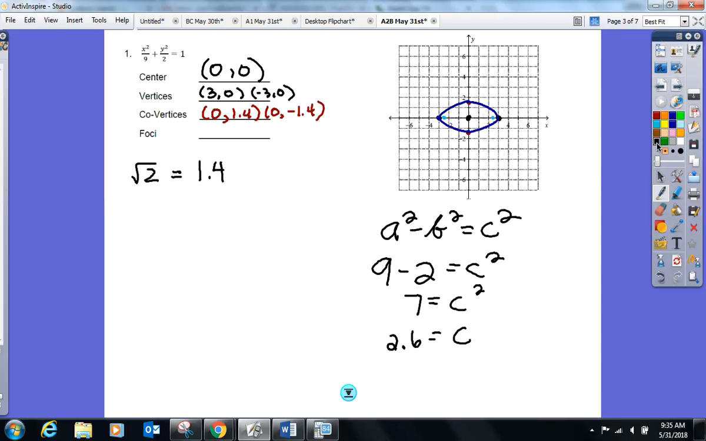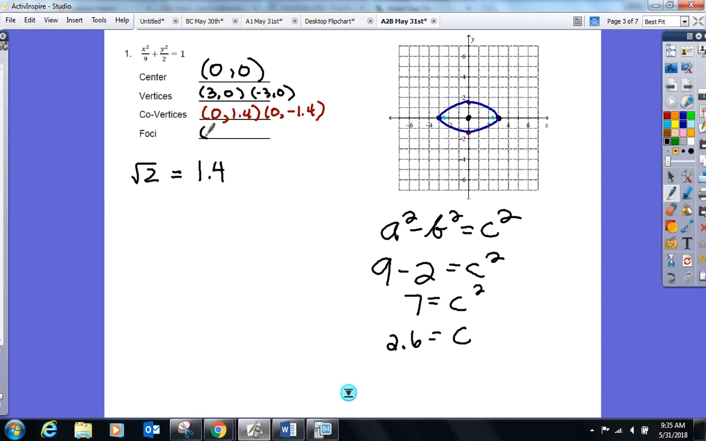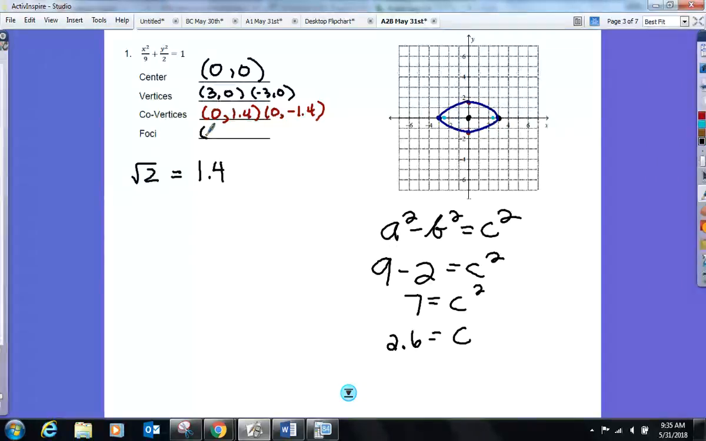What are the coordinates of your foci? What are these coordinates right here? I just went 2.6 to the right of the center, 2.6 to the left of the center. 2.6, 0 and negative 2.6, 0. That's just the basic one right there. Questions there? Basic one right there. Everyone okay? Let me know now because the next one, obviously, you can see we got to do a little work before we answer any of the questions.